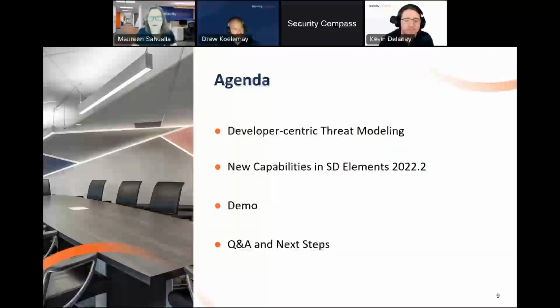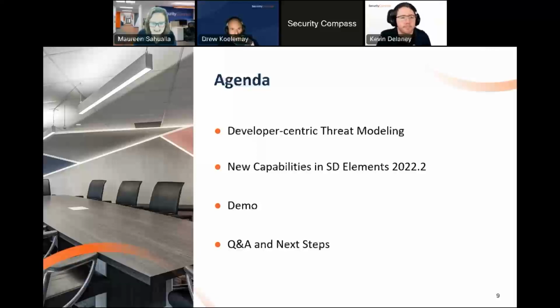So I'll cover real quick the agenda or the topics at hand today. First, Drew and Kevin are going to give you an overview of some of the historical challenges around manual software threat modeling and secure development and compliance processes. And then they're also going to talk about how a new approach provided by SD Elements, a developer-centric threat modeling approach, can address many of these challenges. Drew will also briefly touch on some of the new capabilities we recently delivered in SD Elements 2022.2, which help bring threat modeling into DevOps by using a consistent and automated process.